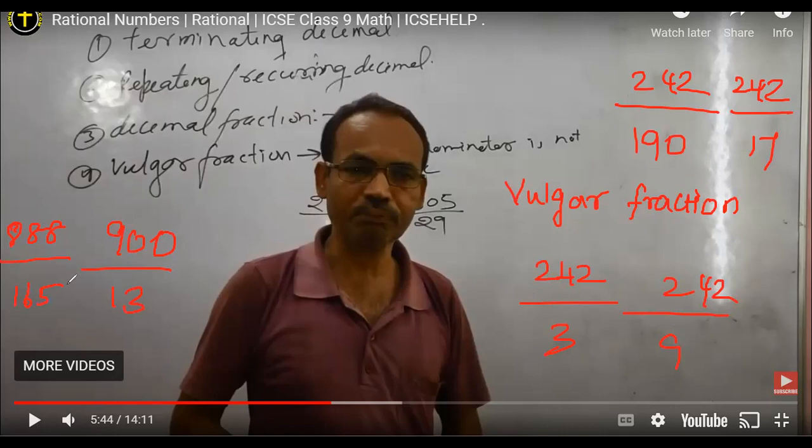If the denominator is in the form of 10 power x, where x is a natural number, it could be 10, 100, 1000, 10,000, 1 lakh, like that. That is known as a decimal fraction. To be a vulgar fraction, the denominator shouldn't be 10 power x. Please note it down along with your own explanation. The denominator should not be 10 power x. But it can be 10? No, it cannot be 10, because 10 power 1 is 10.